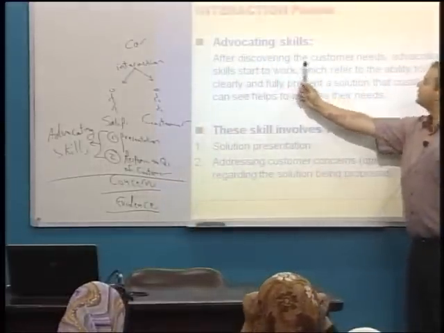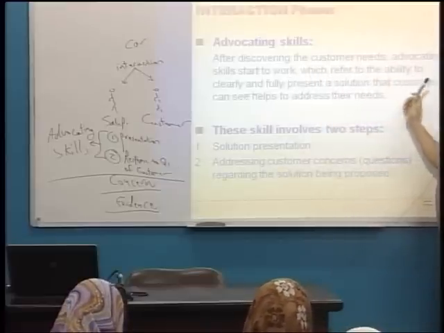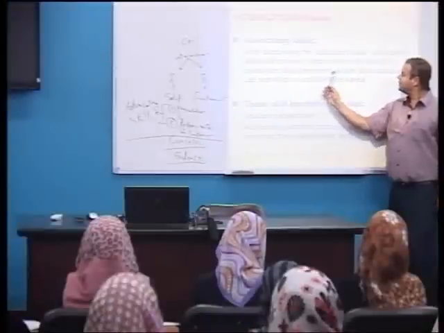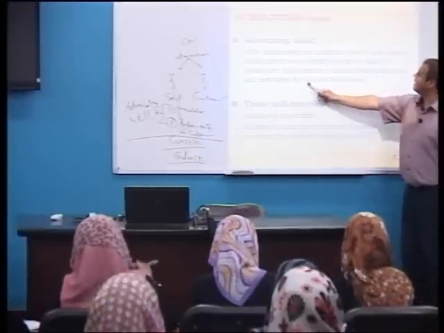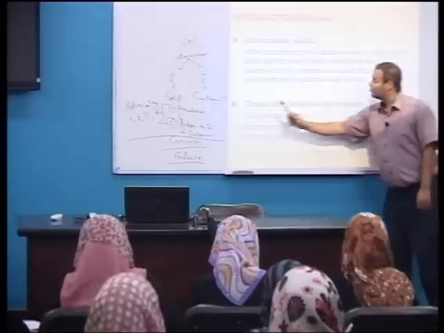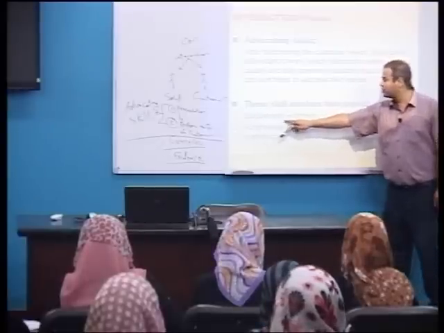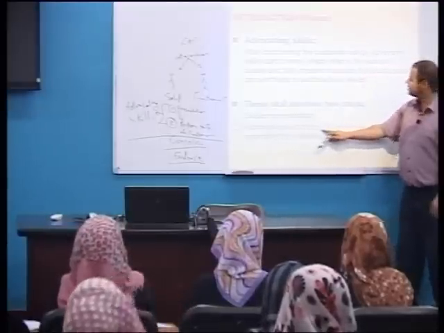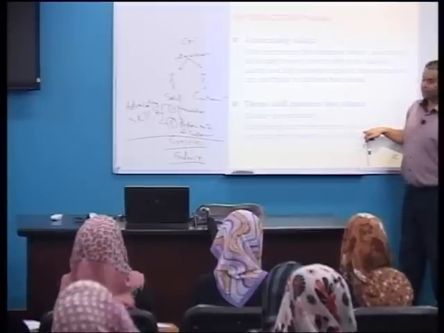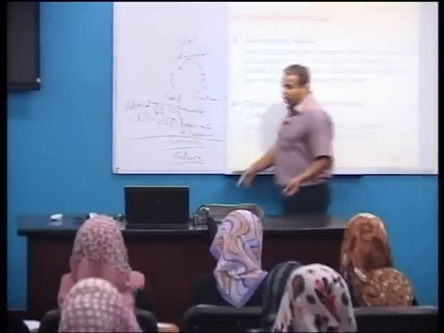So let's sum up. After discovering the customer needs, advocating skills start to work, which refer to the ability to clearly and fully present a solution, a product or service that a customer can see helps to address their needs. To do the advocating skills, two steps must be done by you as a salesperson. Number one, solution presentation, a presentation about the product or a service. Or number two, addressing customer concerns, which means questions, regarding the solution being proposed. So let's go on now and talk about this interaction.